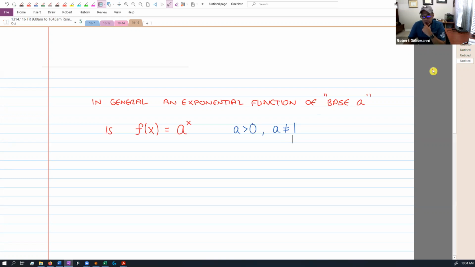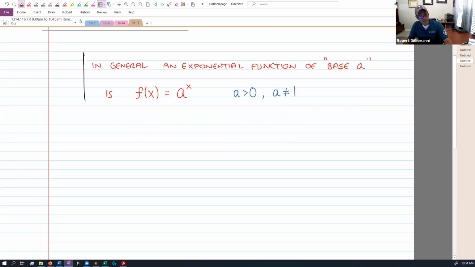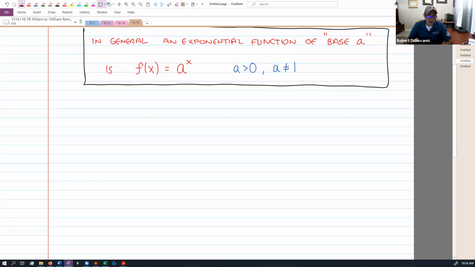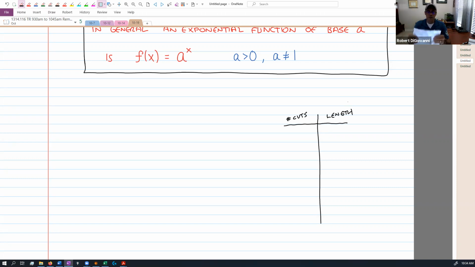Now, let's do another example. I'll go back to that page. This is kind of like the main definition of an exponential function here. Let me do another example where I'm going to take a table here. This is going to be number of cuts, and this is going to be the length. All right, so I want you to go and think about this. Let's say I have this sheet of paper.